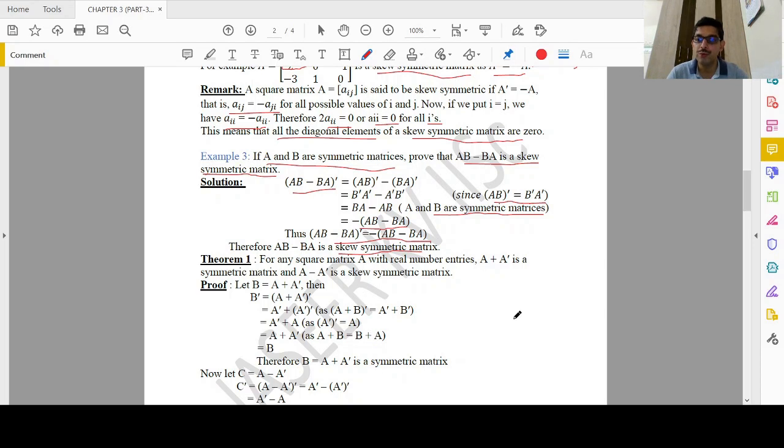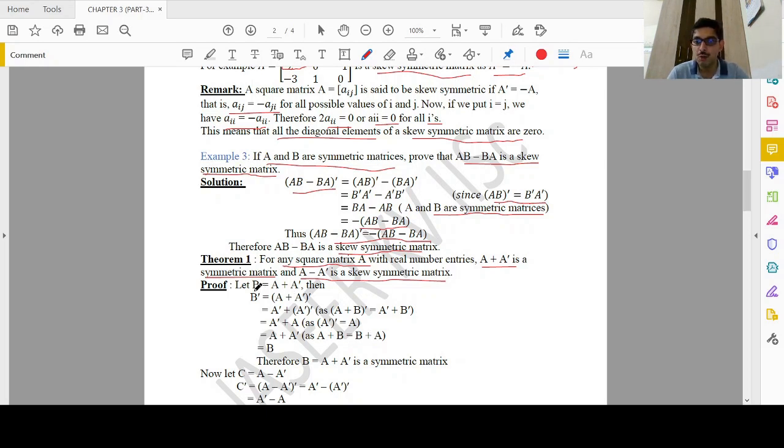So before we move to that important theorem, there is one simple theorem. Given any square matrix A with real number entries, A plus A dash, that is the sum of a matrix and its transpose, is always symmetric irrespective of what A is. A can be any square matrix. So A plus A dash is always a symmetric matrix and A minus A dash is a skew symmetric matrix. This can be easily proved.